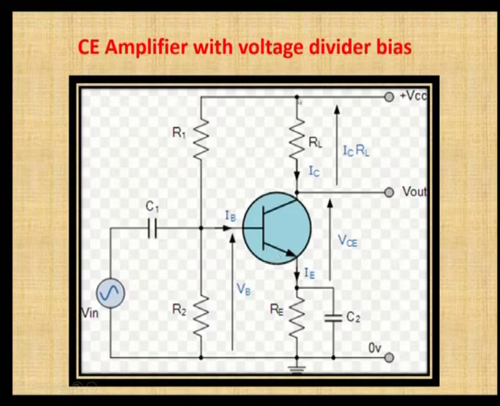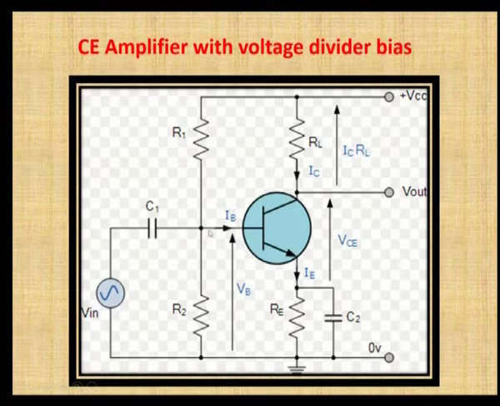And remaining, the collector terminal has the load resistance, which is connected between the collector and the supply voltage, and this RE is the emitter resistance, which is connected between the emitter and the ground. The input signal is given through the capacitance and the output is taken across the collector and the ground. This is the output, and this is the bypass circuit.